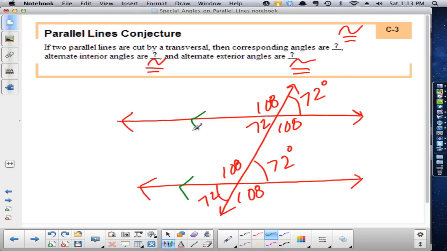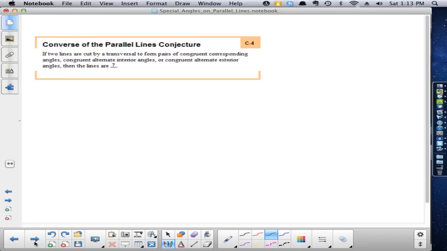And that's kind of a new term. We talked about it in class. The converse of this conjecture is also true. So the converse of the parallel lines conjecture, and again, I'm not interested in you memorizing the names of the conjectures. If two lines are cut by a transversal to form pairs of congruent corresponding angles, congruent alternate interior angles, or congruent alternate exterior angles, then the lines are parallel. Of course, that's the symbol for parallel.